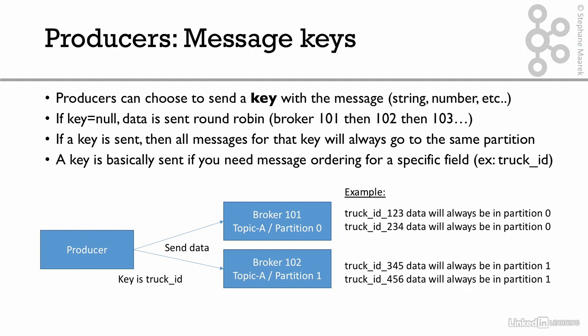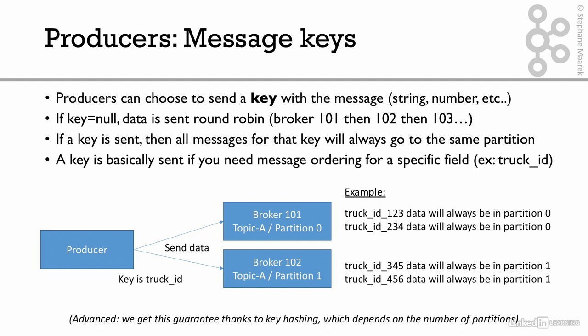The mechanism of key to partition is called key hashing. It's a bit advanced, and it depends on the number of partitions. The bottom line is you don't say this key goes to this partition, but you know that this key will always go to the same partition. For example, we always know that truck ID 123 will go to partition 0. If it goes once there, it'll go all the time there. We'll see this again in the hands-on and it will probably make more sense.